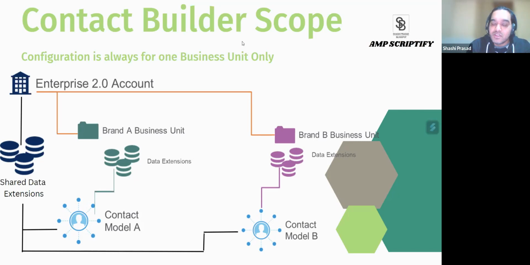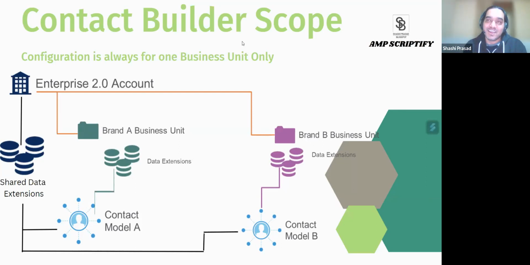Now, based on that brand, I can also define my data extension, the local data extension, for the individual business unit. With these business units, once I've defined the data extensions, based on the shared data extension and the local data extension, I can create my data model, which in Marketing Cloud we always call a contact model, because we are targeting subscribers, and those subscribers are termed contacts.